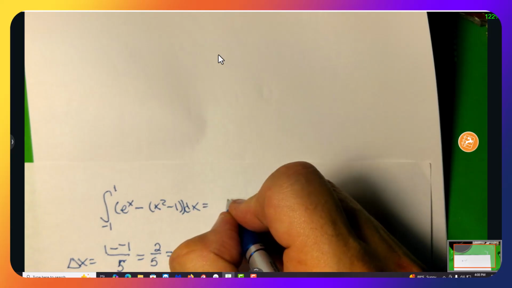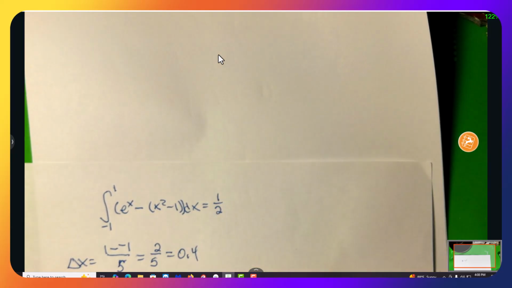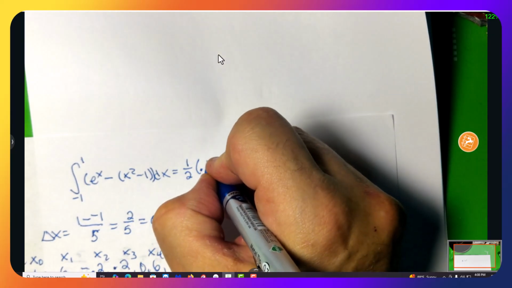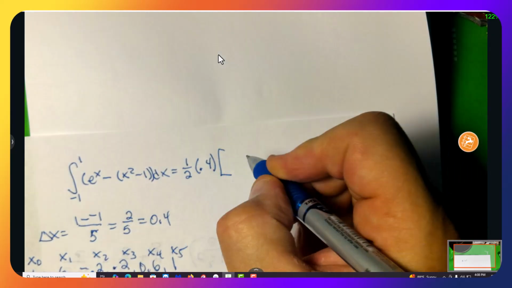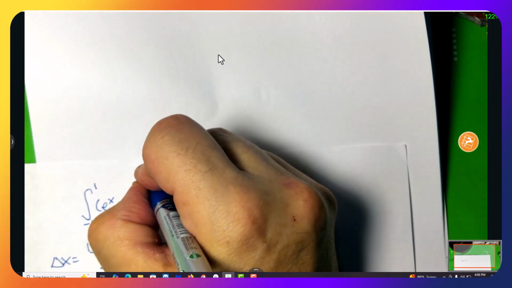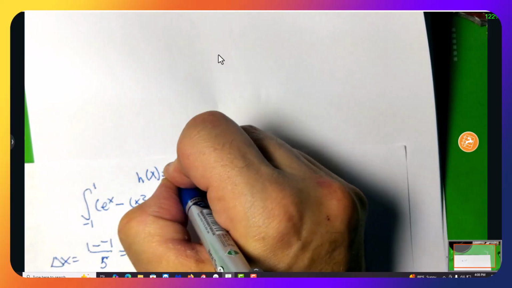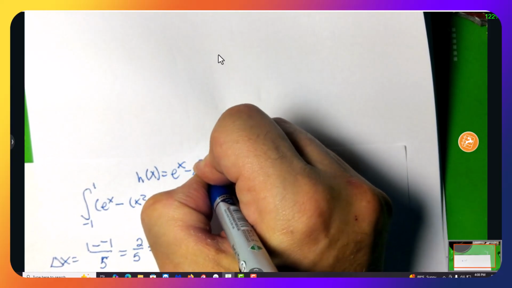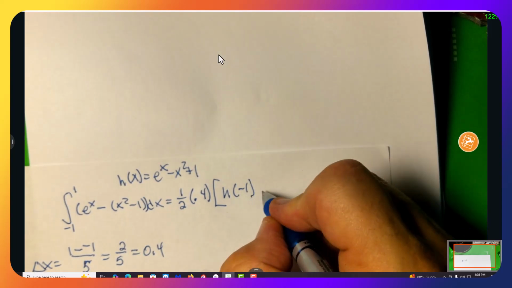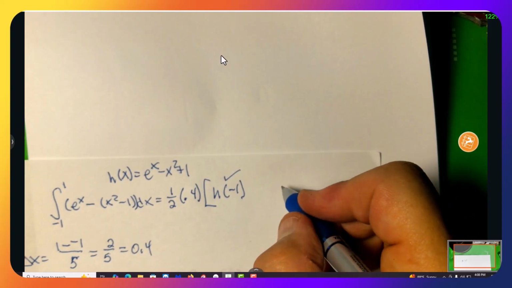Now, here's what we're going to do. If my memory is correct, it's 1/2 the height. The height is right here. It's delta x, so that's 1/2 of 4/10 times... Now, let's call this h of x. So let's use h of x is equal to e to the x minus x squared plus 1. So this would be h of -1. And there's one of them because it's in one trapezoid.